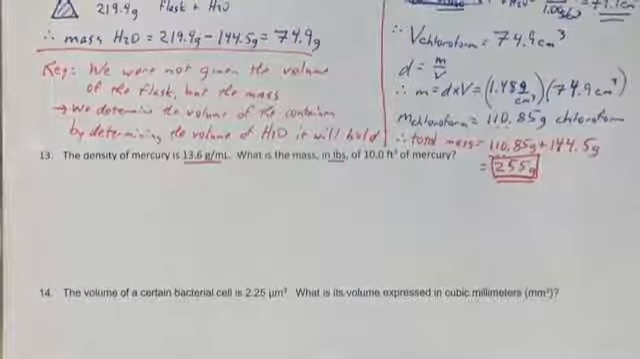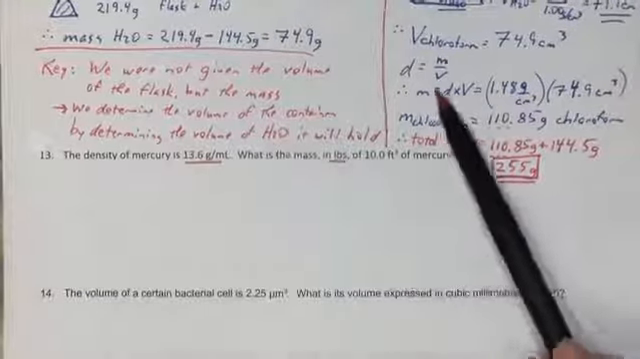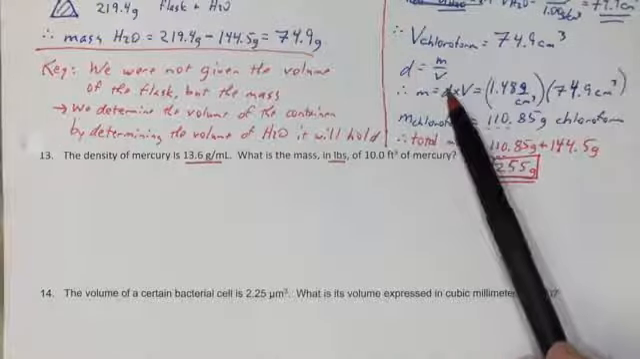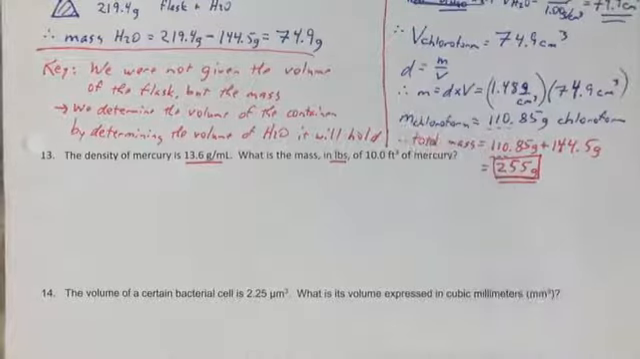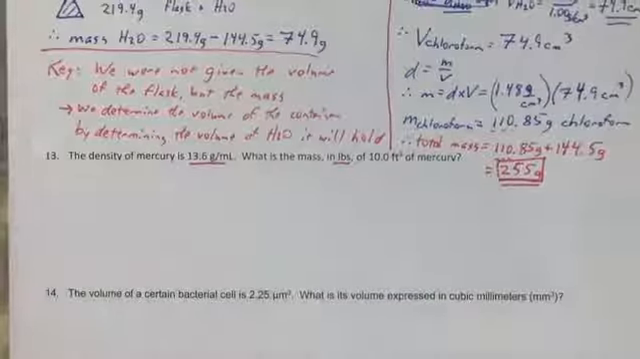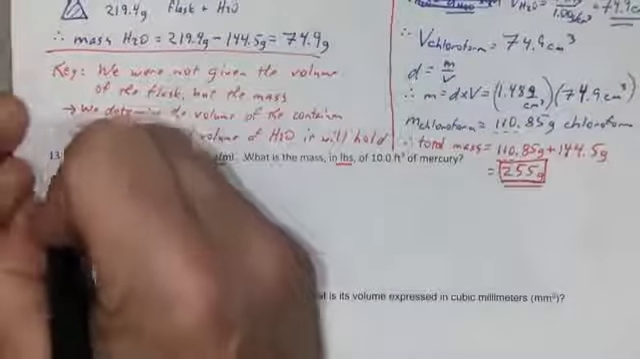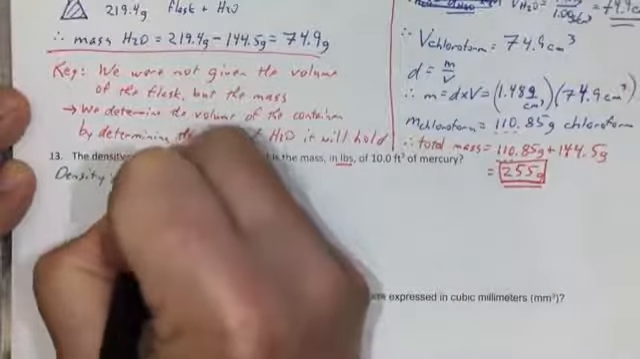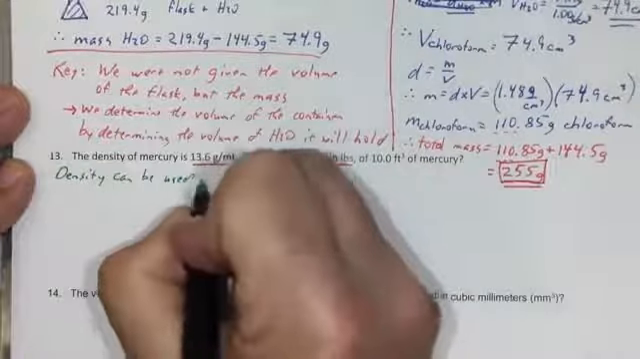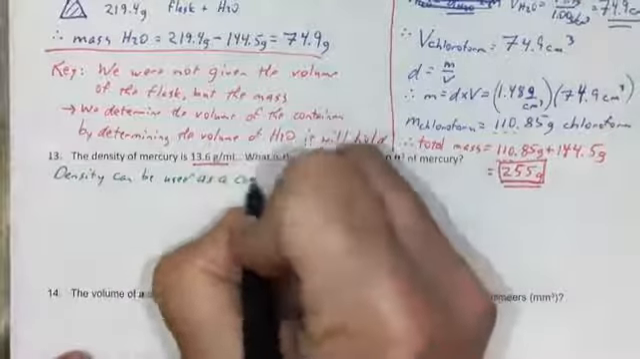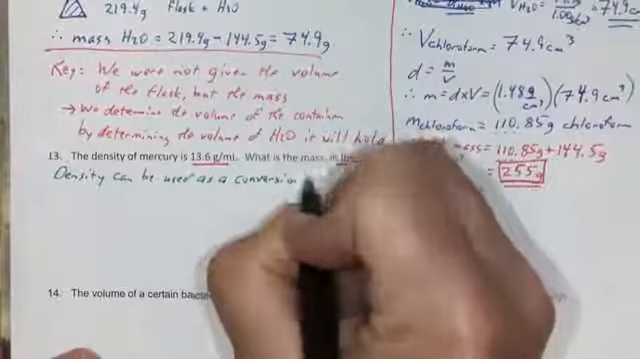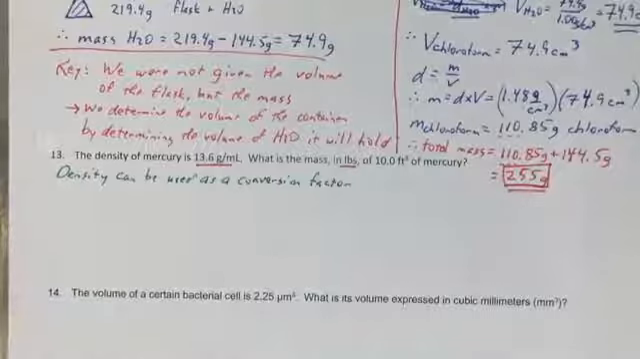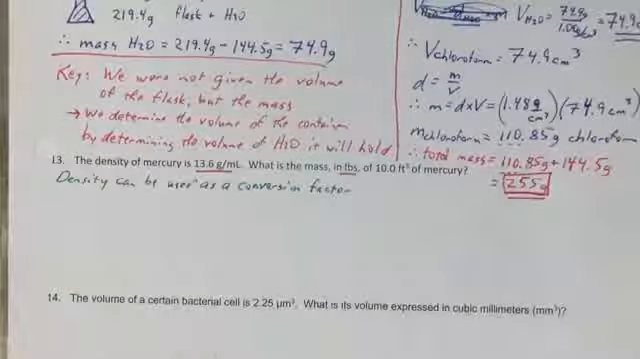Now, any density problem, as we saw in the problem just up above, can be solved as a plug-and-chug problem. We have a formula. If you know two of the three variables, you can solve for the third. But we can also use density as a conversion factor, and that will save us time often. So the shortcut for solving this problem: it's faster to solve this as a dimensional analysis problem, using density as a conversion factor, than it is to do a plug-and-chug problem.